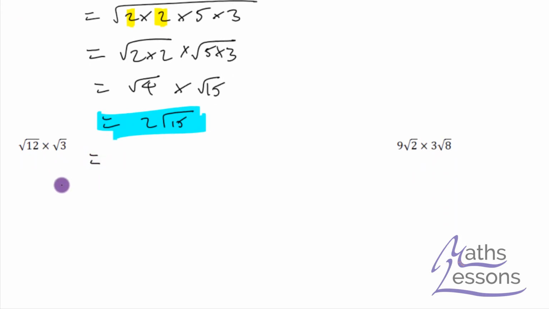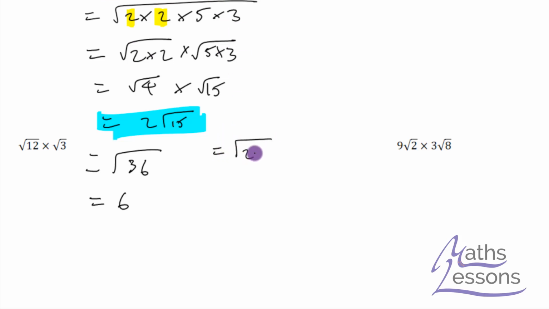Similarly, let's do root 12 times root 3. Now, if you can see that you can turn this into a perfect square and square root it, I can see that the square root of 12 times the square root of 3 is the square root of 36, which just gives us 6. But if you can't see it, and with some of these questions you can't, it's a lot simpler to just always break it down.